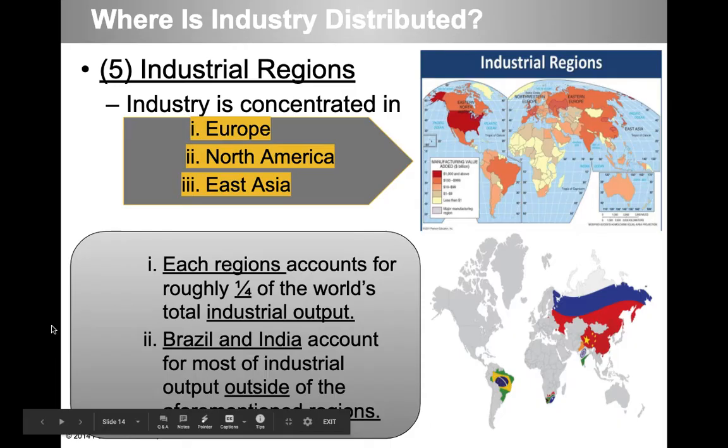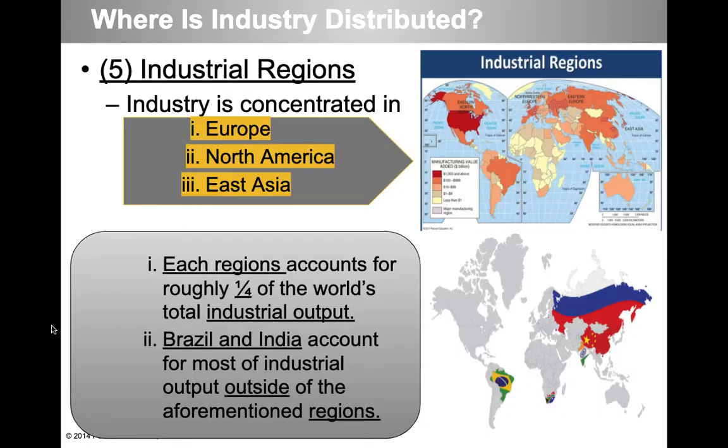All right, let's talk about the industrial regions of the world. There are three regions. First, Europe was the first to industrialize, and then North America came about 100 years later. When it came to America, it came a little bit later, but it grew much faster in the 19th century, the 1800s, and it was concentrated in the northeastern part of the United States and southeast Canada. Then we see East Asia.